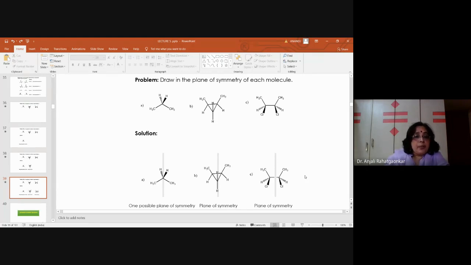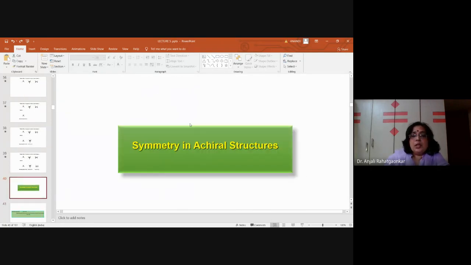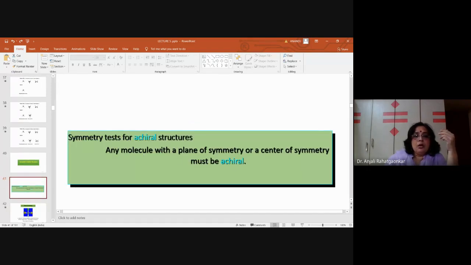All right. Now moving to the next, symmetry in achiral structures. So far we talked about chirality, but why do achiral molecules arise? Because of the various symmetry elements present in the molecules. All right, so the symmetry test for achiral structures: any molecule with a plane of symmetry or a center of symmetry or axis of symmetry or alternating axis of symmetry makes them achiral.